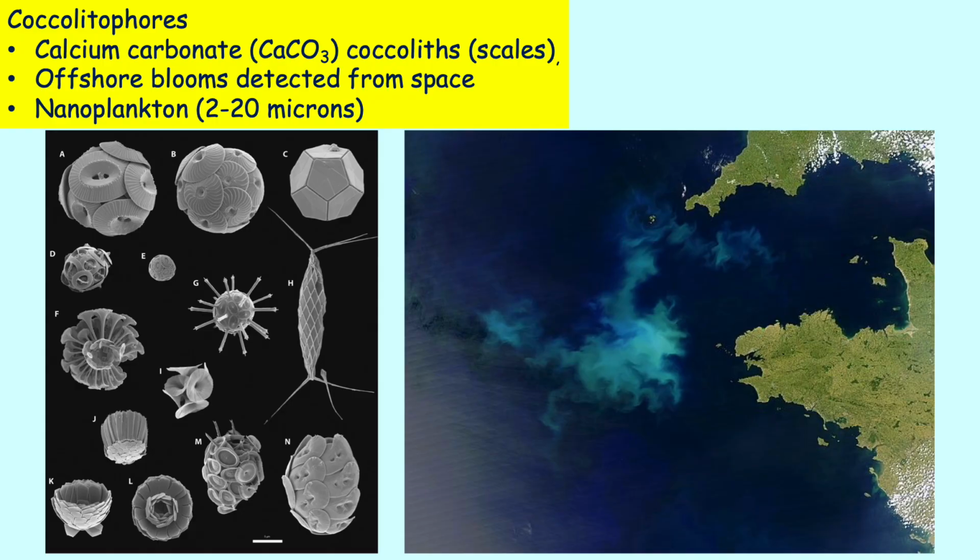Moving on to the nanoplankton, this group of phytoplankton is mostly composed of coccolithophores. These cells are covered by calcium carbonate coccoliths or scales, and because of that, offshore blooms of coccolithophores can be detected from space, as the calcium carbonate will reflect as white on the surface of the water column.